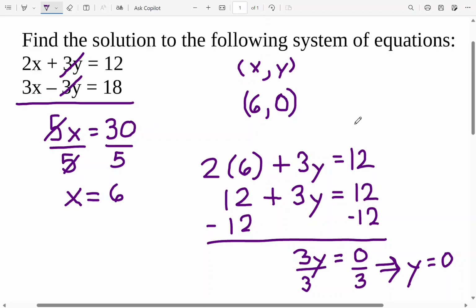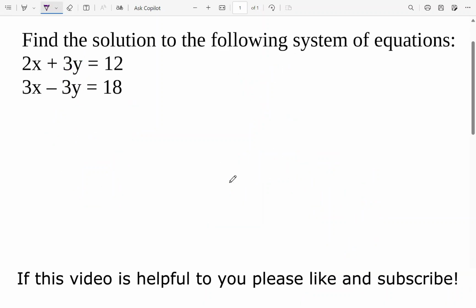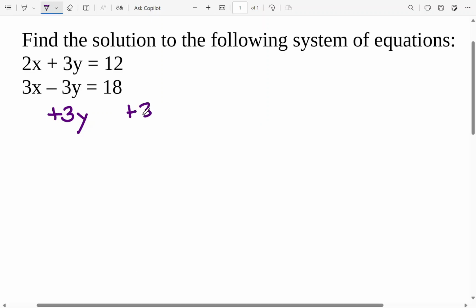Next, let's look at substitution, but let me erase this stuff first. For substitution, we're going to solve for one of the variables. I'm going to do this bottom one, I think it lends itself a little bit better. I'm going to add 3y to both sides. The 3y's on this side will cancel themselves out, leaving 3x equals 18 plus 3y.